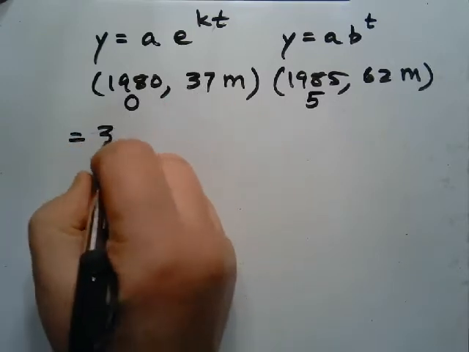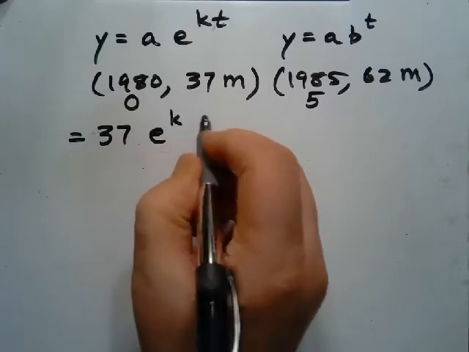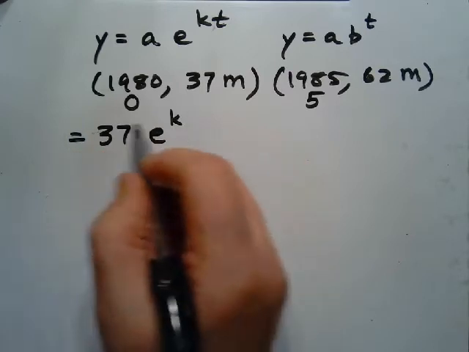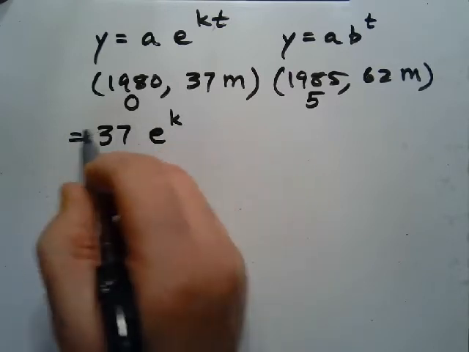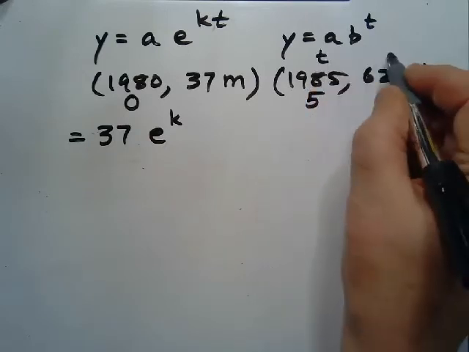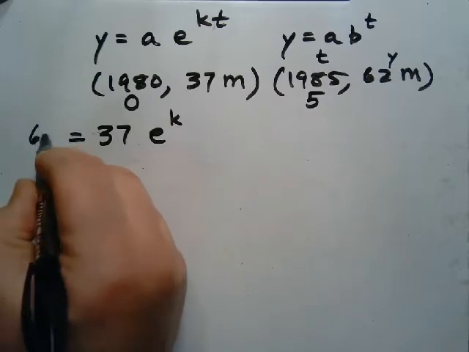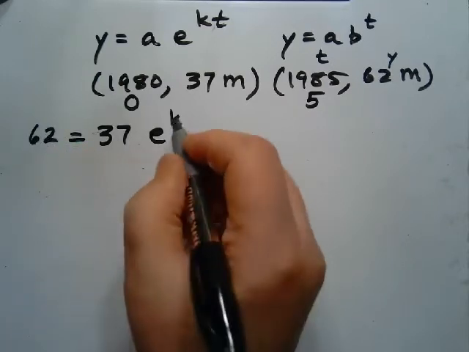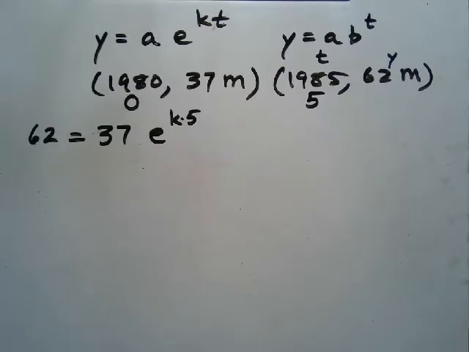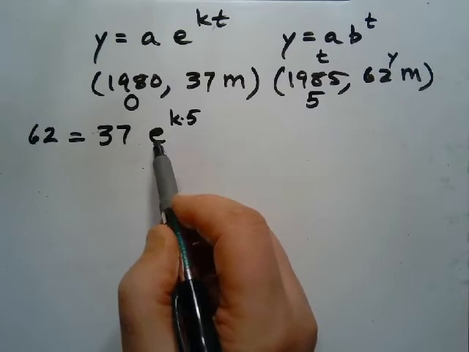The initial amount is 37, e to the k, and then the other letters are t and y here. Well, we can get those two letters from the x and y coordinates. Here's your time, and here's your y value. We can stick those in here. 62 is my future value in 1985, and that would be 5 years from now. So there you go. We can solve this problem. It only has one variable. It's k. e is not a variable, by the way.